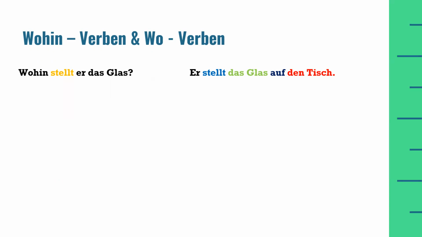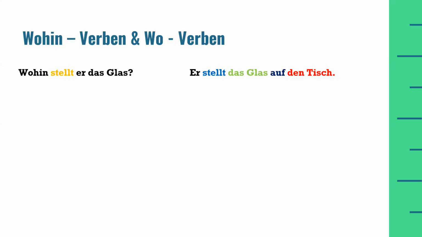Stellt er das Glas. Now, whenever we use the question word wohin, we have to use the verb stellen and we have to conjugate it according to the subject of the sentence. The subject of the sentence here is er, so stellen becomes stellt. Here we are asking about putting something somewhere, so we use the verb stellen. Wohin stellt er das Glas? Er stellt das Glas auf den Tisch. He is putting the glass on the table.